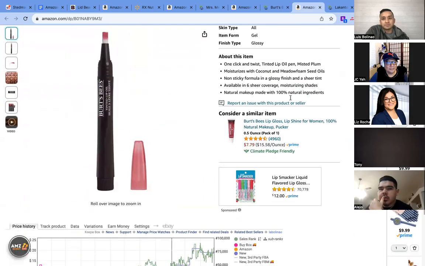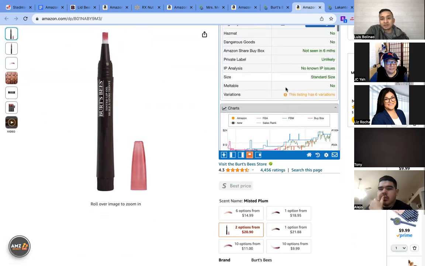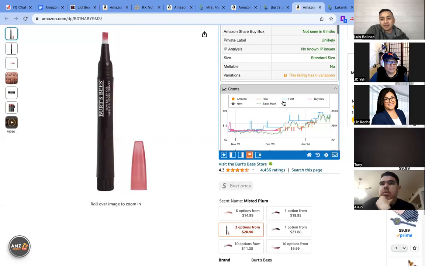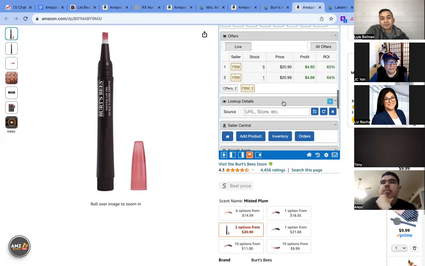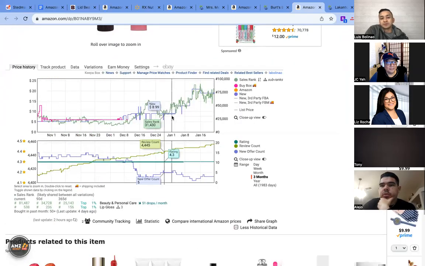So the main data points that I like to look at: I plug in the cost, I plug in the Amazon price. I usually look at the ROI, the sales per month, and then I look at the competition. And then I decide if I think I can share the sales with other sellers. And then later on, if you guys want to go into Keepa, we can.